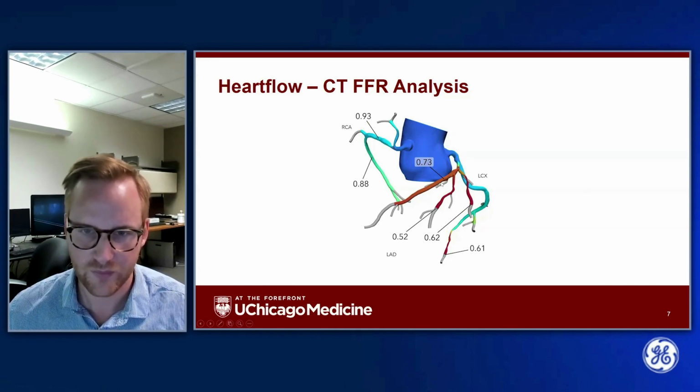In the left system, the CT-FFR value of the LAD following the significant proximal plaque was 0.73, suggesting hemodynamic significance. And this also corresponded to both the first and second diagonal branch with CT-FFR values of 0.62 and 0.52 respectively. The distal left circumflex into the posterolateral branch was also noted to be flow limiting at 0.61.